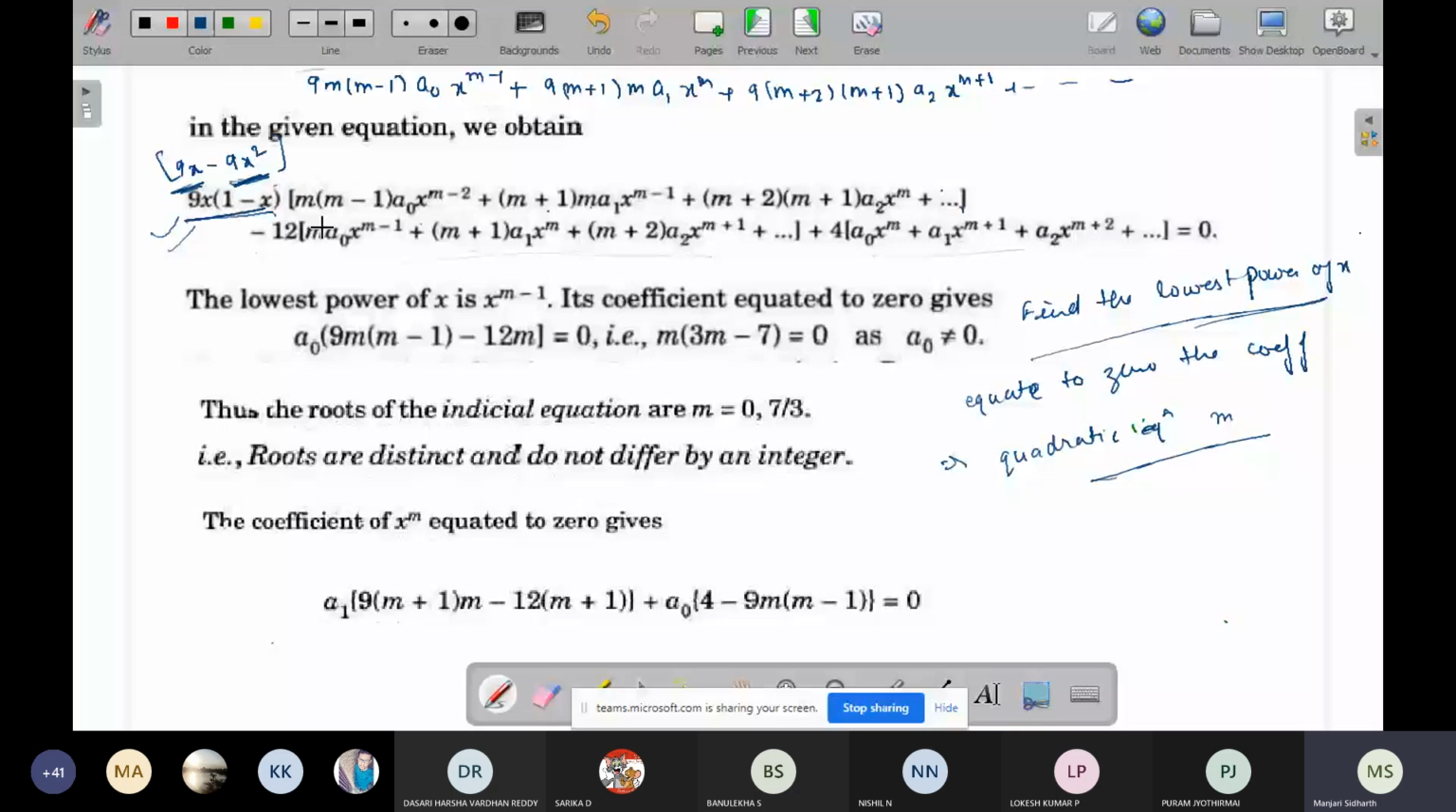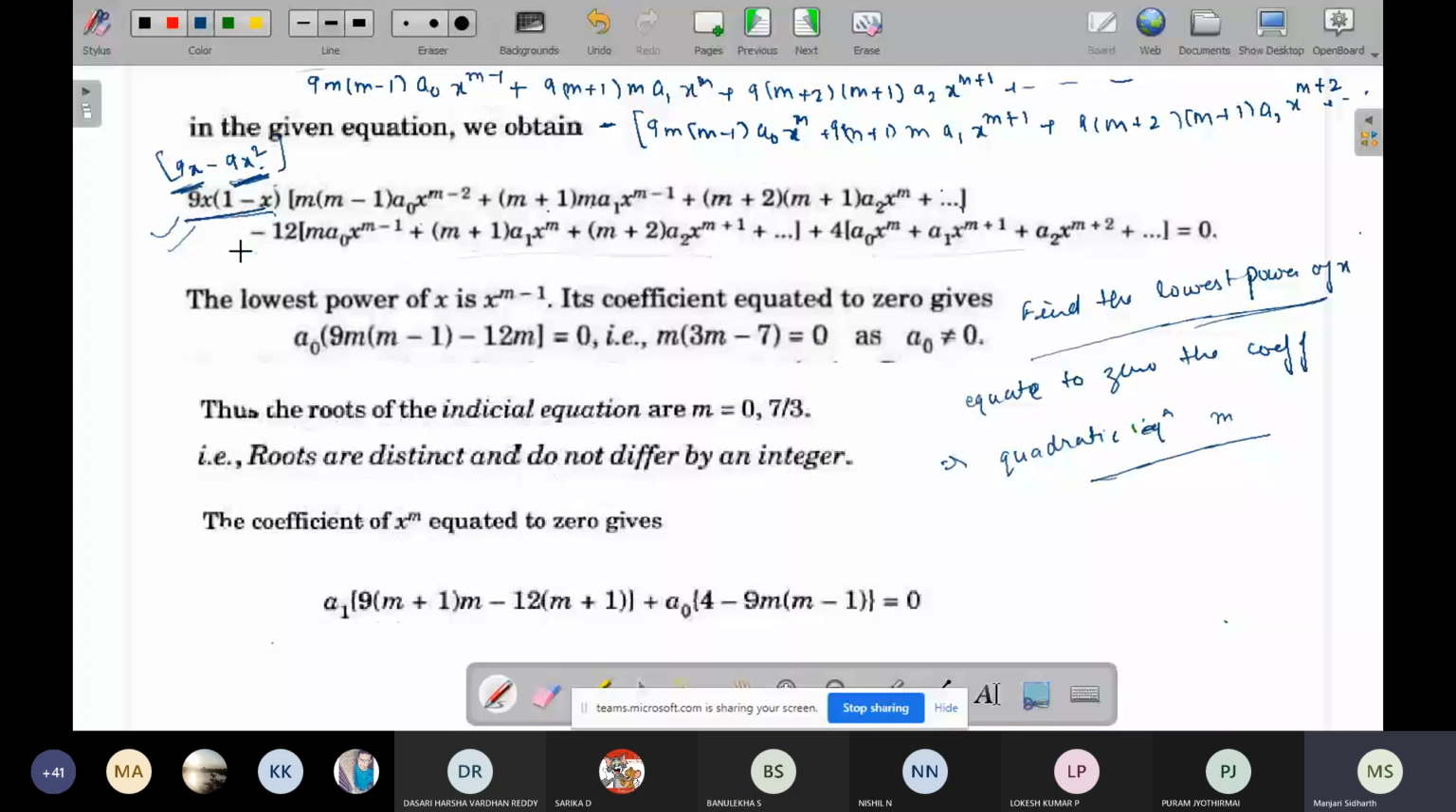So I'm writing here minus, or minus outside only, 9m(m minus 1) a naught x power m, because it is a square, then 9(m plus 1)m a1 x power m plus 1, then 9(m plus 2)(m plus 1) a2 x power m plus 2, and so on. So instead of this one term, we have two terms, right?